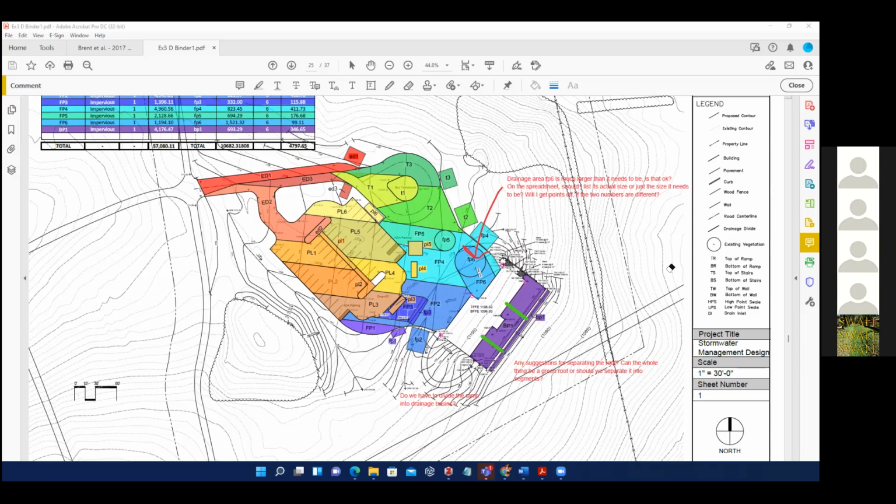Do we have to divide the ramp into drainage? No. The runoff from the ramp will not be collected or concentrated, because it's surrounded by vegetation and it's perfectly fine for it to disperse into the surrounding vegetated areas. So no, you don't need to divide that one. Those are all the questions. Anything else? I think that's it. Thank you. Moving forward.